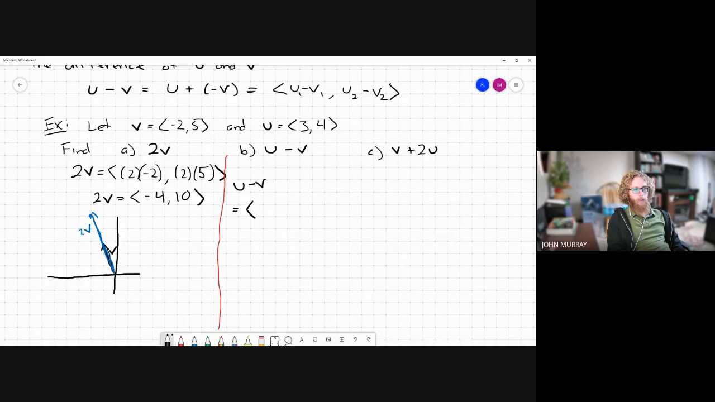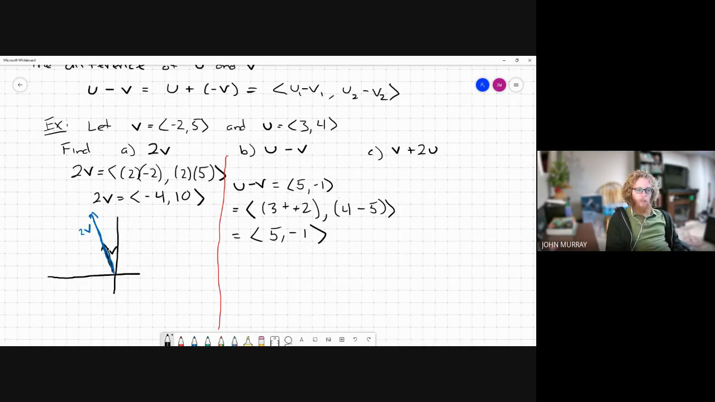All right, my u vector is first. I'm going to have 3 minus -2, and then I'm going to have 4 minus 5. So 3 minus -2 becomes 5. 4 minus 5 becomes -1. So I have 5, -1.